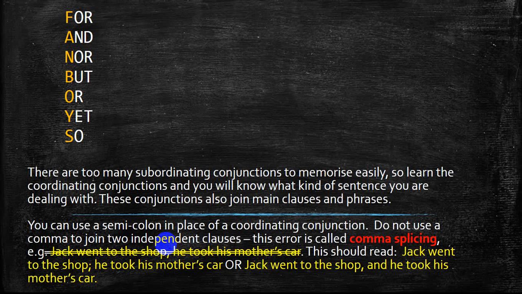You can use a semicolon in place of a coordinating conjunction. Do not use a comma to join two independent clauses or two main clauses. This error is called comma splicing. So for example, Jack went to the shop, comma, he took his mother's car. Should read, Jack went to the shop, semicolon, he took his mother's car, or Jack went to the shop, comma, and he took his mother's car.